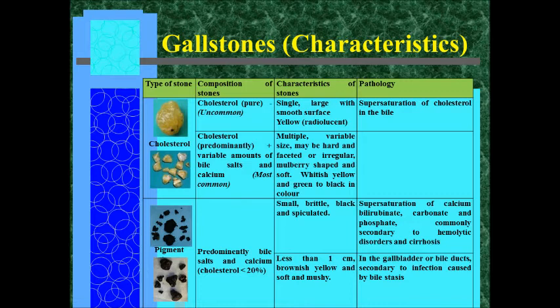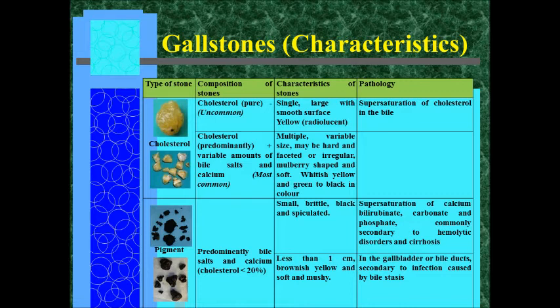The second variety, which is the most common variety, is the mixed stones. Cholesterol plus variable amounts of bile salts and calcium are present in these stones. And these mixed stones are multiple, variable in size. They may be hard and faceted or irregular, mulberry shaped and soft. The stones appear whitish yellow and green to black in color.